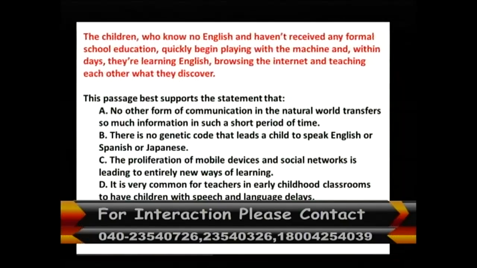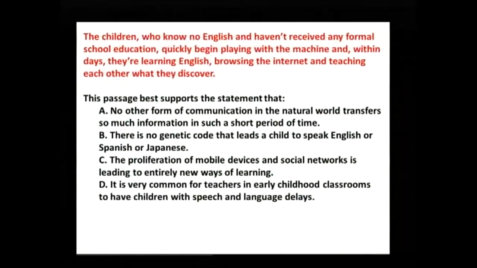It's usually observed that children who do not know English and haven't received any formal education have the ability to learn quickly. If you give them a toy, if you give them a machine, they can begin to learn within a short span of time. They also can learn a language. They have the ability to browse the internet and also train others or teach others, because they have the ability to discover and understand.